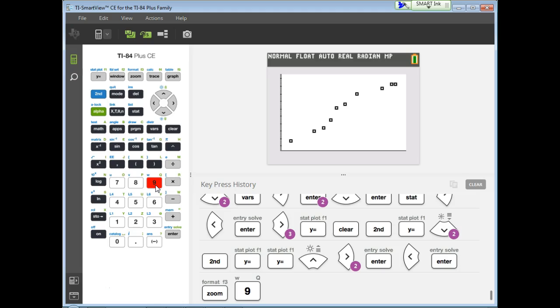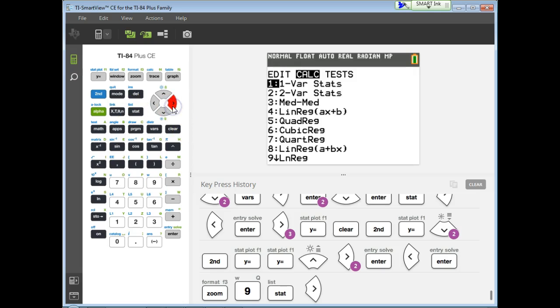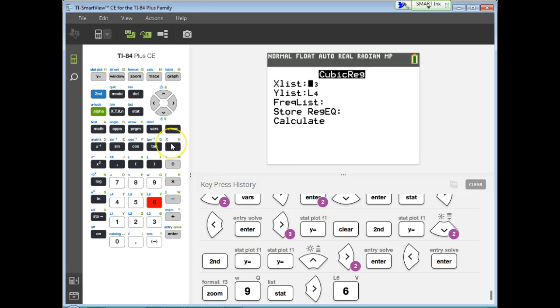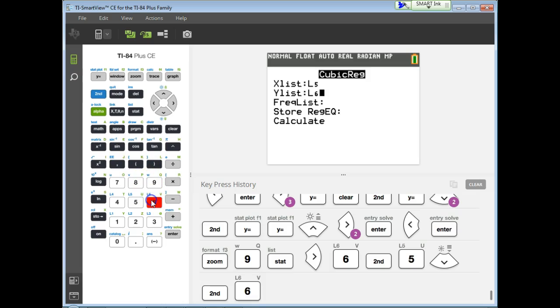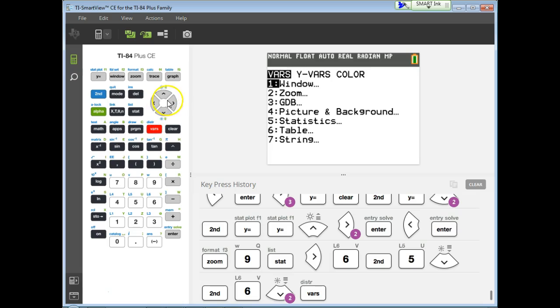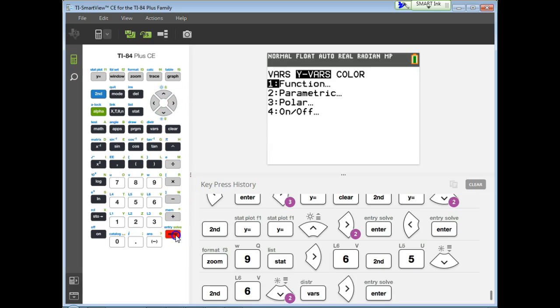So since it does say in our notes to use cubic regression, I believe, go down your list when you get to the regression options. Stat, calc, and this time choose cubic regression. Now remember where you put your data. My data is in list 5 and list 6. And I would like to store in Y1. All right, let's see the magic.